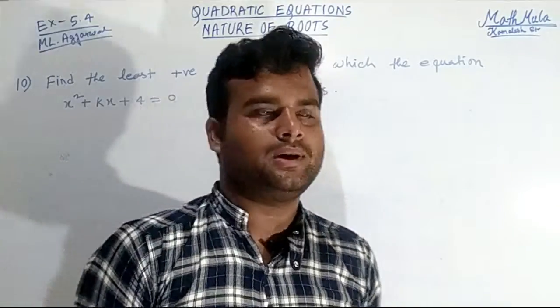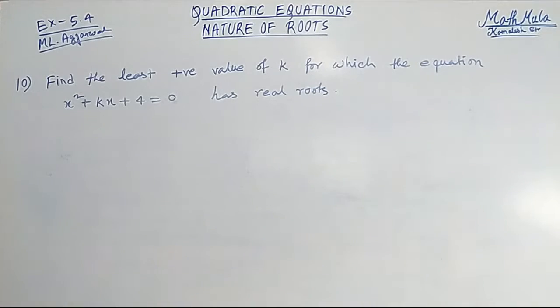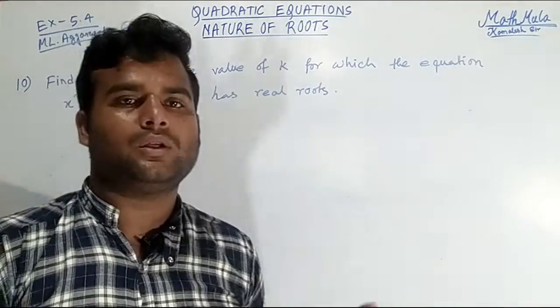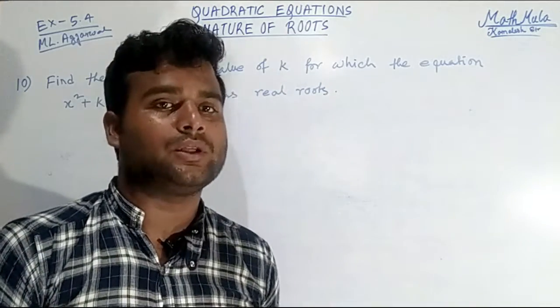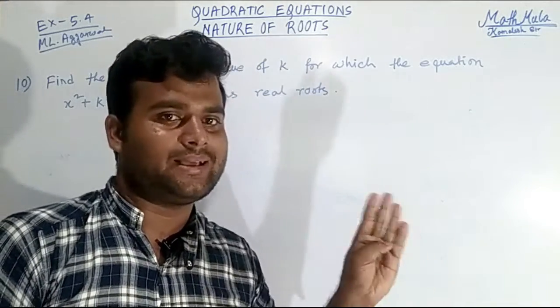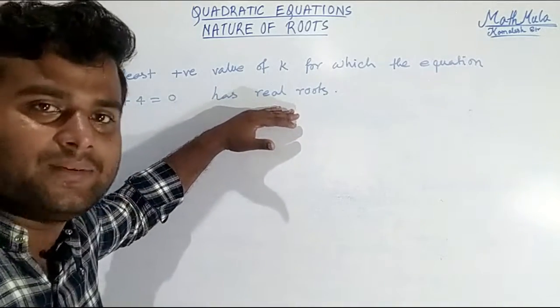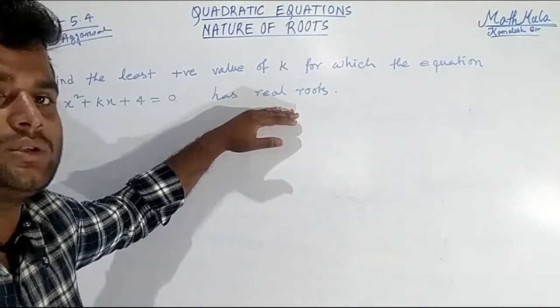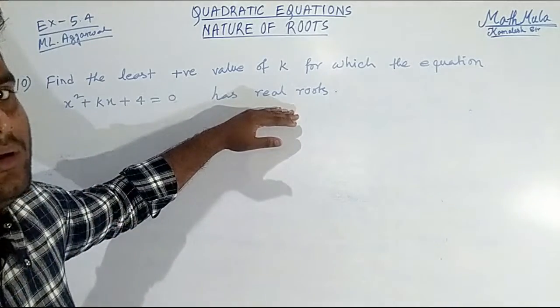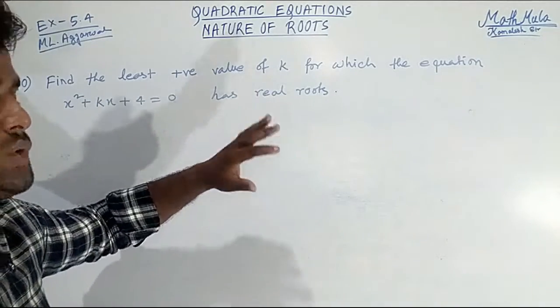Now we solve sum number 10. Find the least positive value of k for which the equation x squared plus kx plus 4 equals 0 has real roots. First we have to know, for real roots, there are two cases, case 1 and case 2. For case 1, the roots are real and different, and for case 2, the roots are real and equal. For both cases, the roots are real.